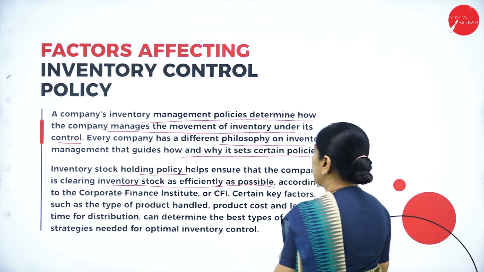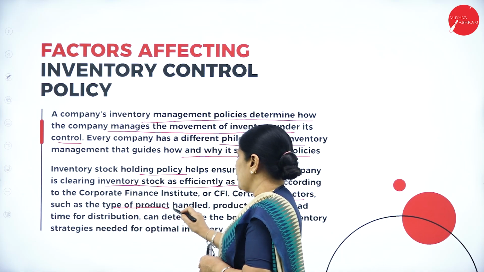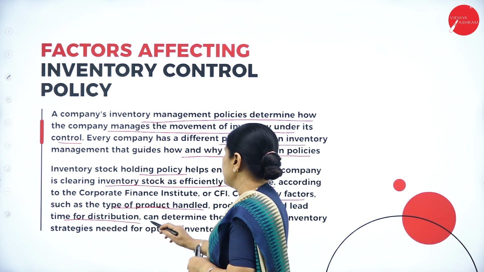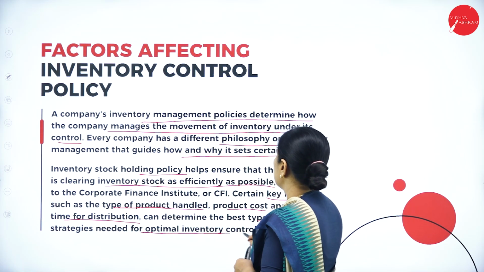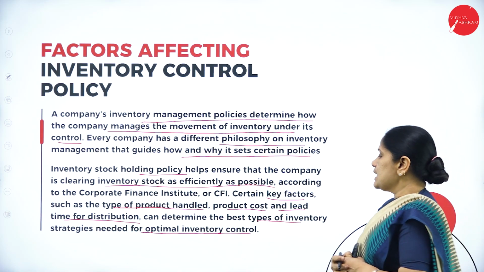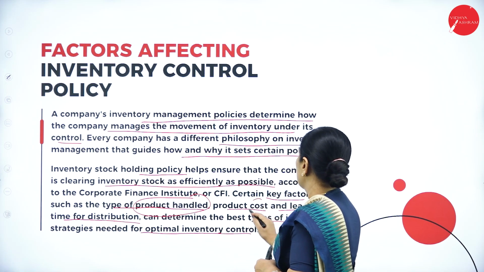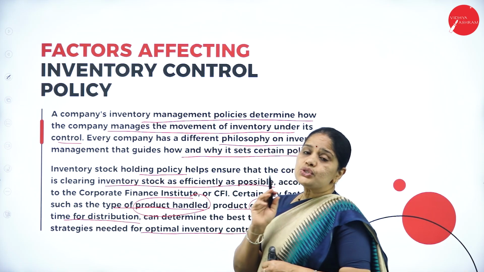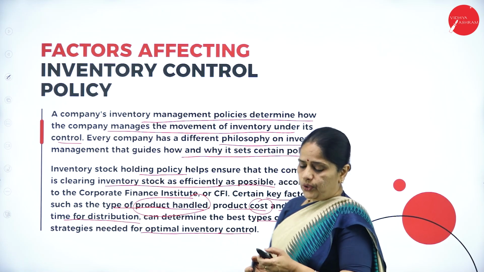policy of the organization is. Certain key factors such as the type of product handled, product cost and lead time for distribution can determine the best type of inventory strategies needed for optimum inventory control. So, what is the kind of product we are handling, the product cost and the lead time for distribution? All this will be the major factors which affect the inventory control policy.